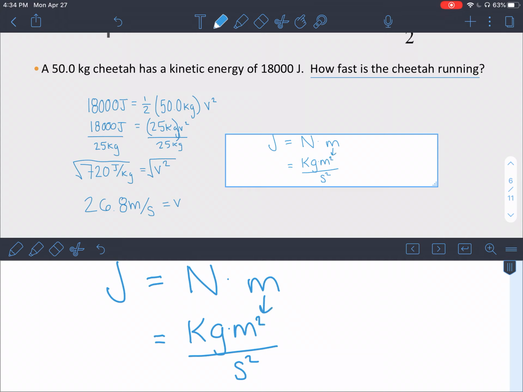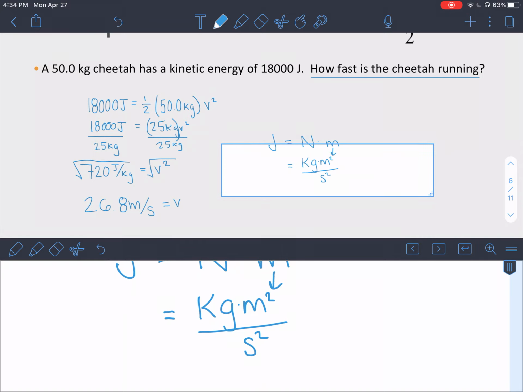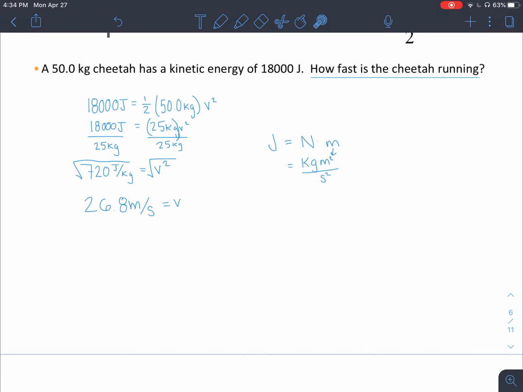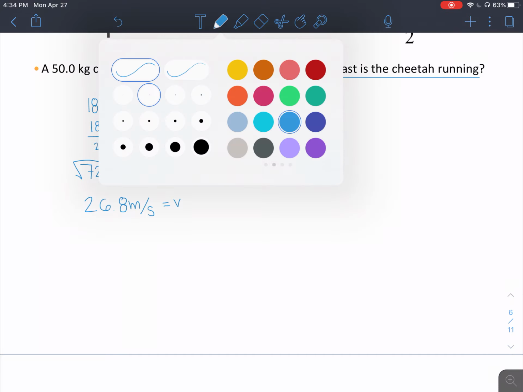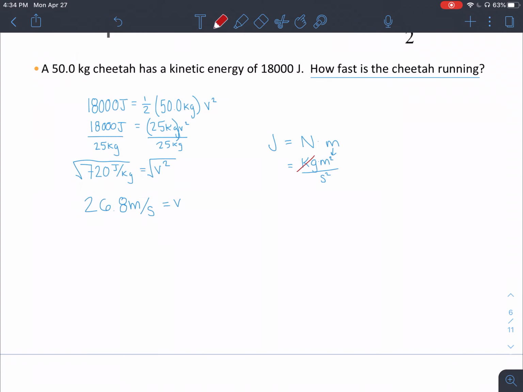Okay, so in the problem, when we divide by kilograms right here, what is being canceled out is that kilogram. And then when we square root on both sides, that is how we get rid of the square and the square, leaving us with just meters per second.